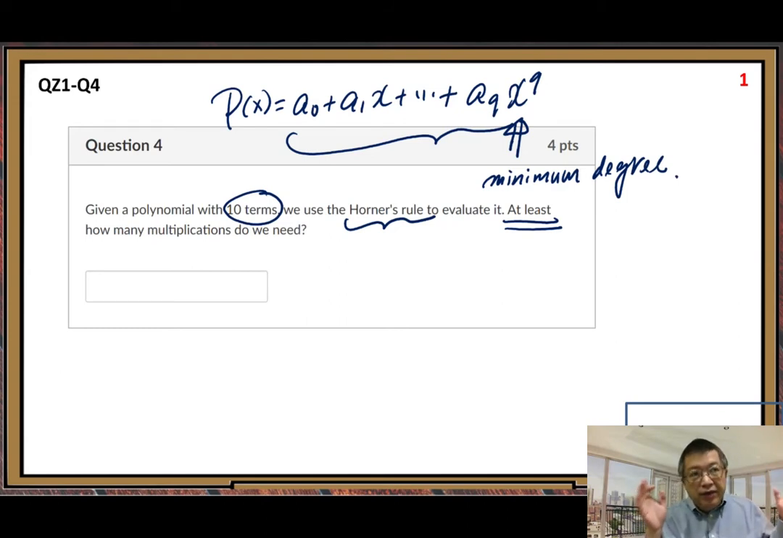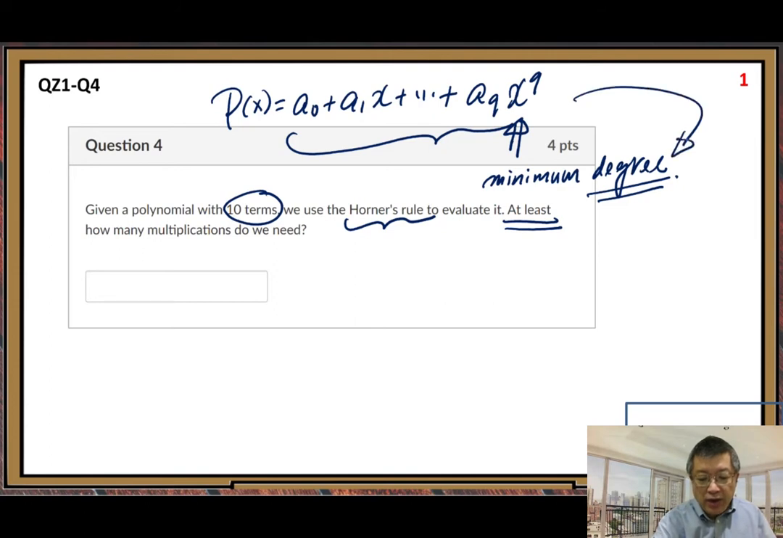You can write different polynomials with 10 terms if it's not 10 consecutive terms. So the terms you can jump: you can jump 1, 4, 7, 9, 12. You can jump 10 terms. Then you will get a higher degree if you apply Horner's rule. That means you need to have more multiplications. Only in this case do we have the minimum degree, which corresponds to the minimum number of multiplications.